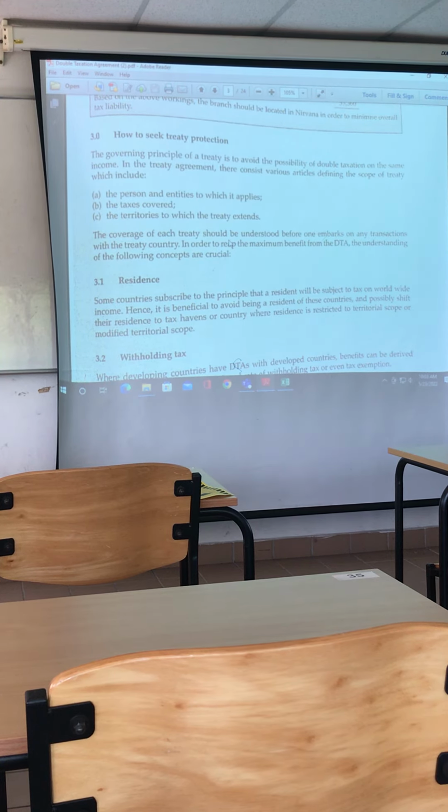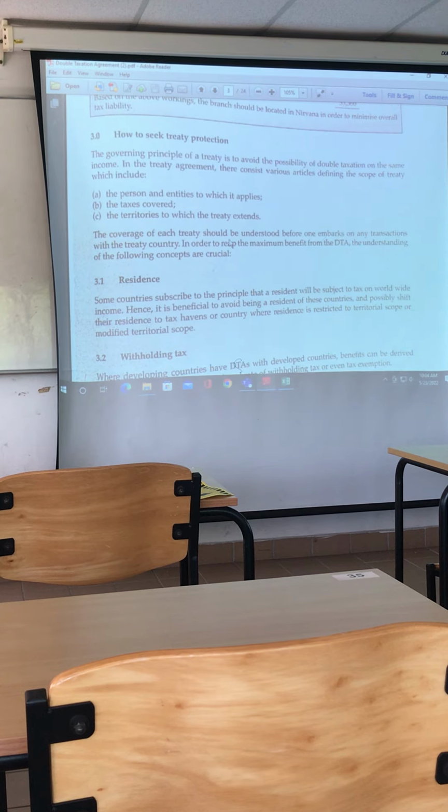Remember that we have a lot of agreements with other countries. For one country, we have one agreement. The double tax agreement between Malaysia and Singapore, for example, is one document. Malaysia and Indonesia is another document. The content is almost similar, but of course there are a few differences, depending on the agreement between the two countries.